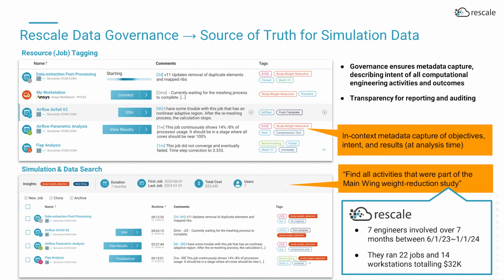By capturing the intention of each and every simulation with metadata tags, engineering leaders can quickly identify which activities are supporting a particular study and get a sense of progress, costs, and the involvement of individual engineers on projects. But it doesn't stop there.